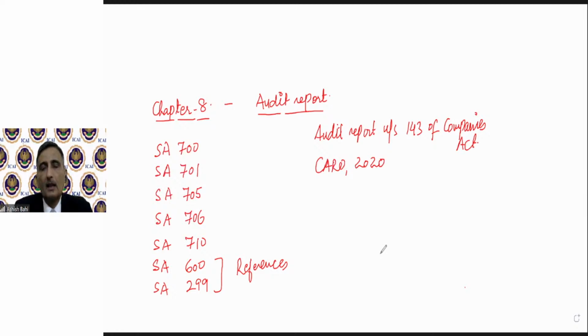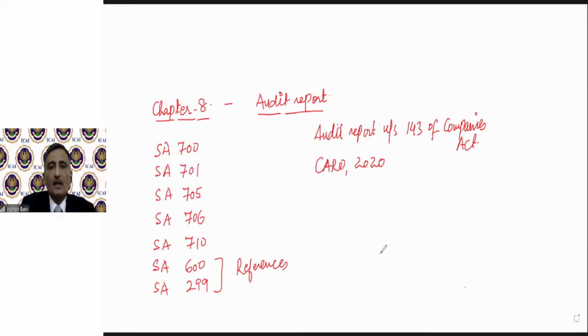What are the contents of such a report? We shall be studying this. If the auditor has to modify the opinion, how he does that, we shall be studying this. How he brings to light for the users of financial statements certain important matters which we call key audit matters. All these things we shall be studying today and in subsequent lectures of this chapter on audit report.